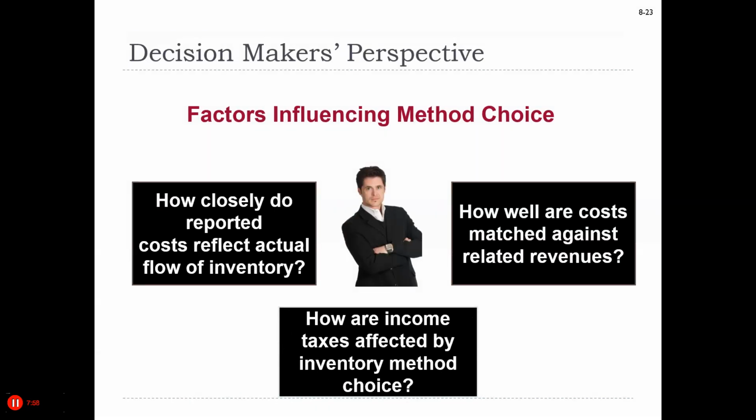So one of the questions I get a lot is, which method do you use? Well, most people use FIFO, I'll tell you that. How closely do reported costs reflect actual flow of inventory? How are income taxes affected by inventory choice? And how well are costs matched against related revenue? Believe me, inventory is a very complex topic, and we go into it in great detail in managerial accounting and in intermediate accounting.